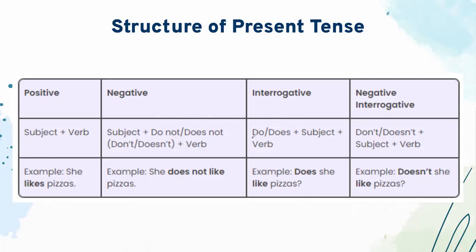Interrogative: we start with our helping verb, do or does, then the subject, and finally the verb. Example, does she like pizzas? Then negative interrogative: don't, doesn't, subject, verb. Doesn't she like pizzas? By the way, it's the same thing, but the interrogative uses the positive helping verb, and the negative interrogative uses the negative one, which is don't or doesn't.